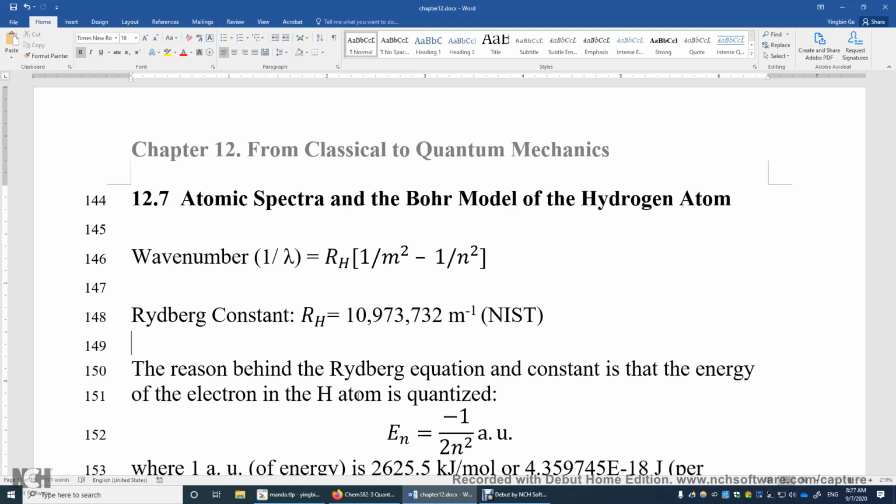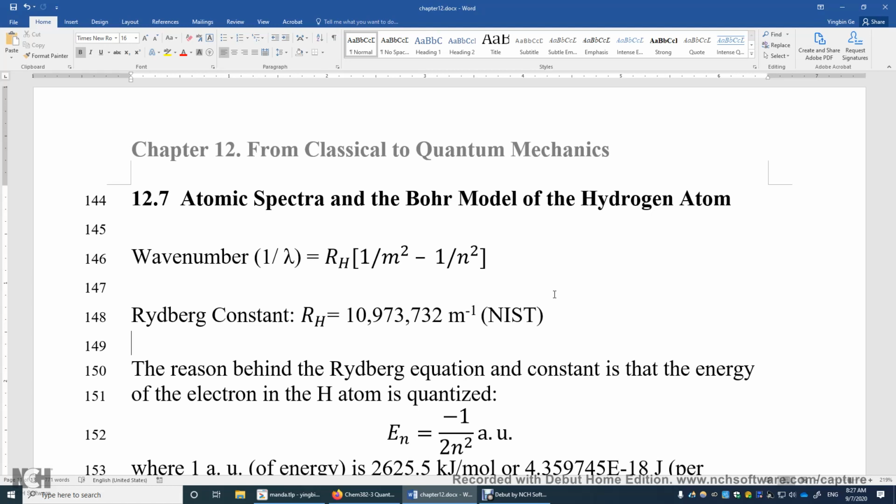The Rydberg constant was determined to be roughly 10 million per meter. So that means 10 million waves per meter. The reason behind this Rydberg equation and the Rydberg constant is that the energy of the electron in the hydrogen atom is quantized. Remember, the electron in the hydrogen atom can occupy the 1s orbital, right? It can also occupy 2s, 2p, 3s, 3p, 3d orbitals as well.